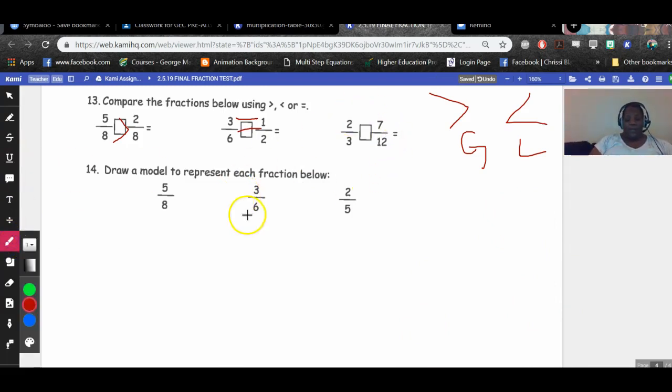Not the same bottom number, so I will change them so they do.